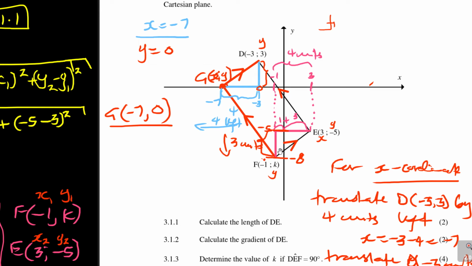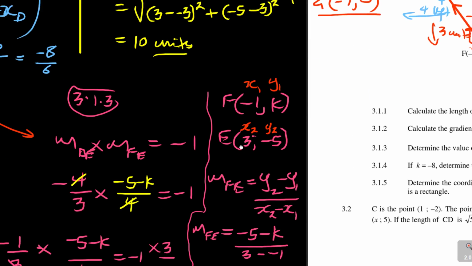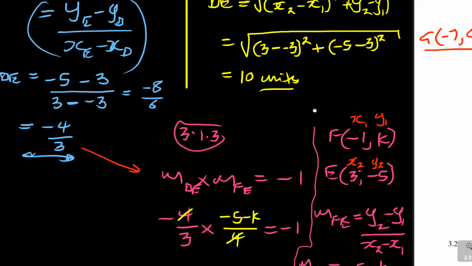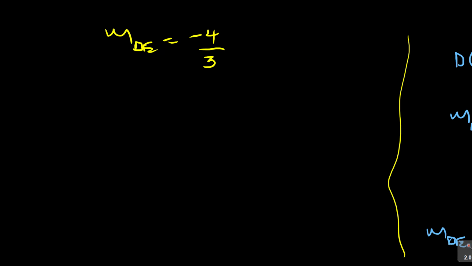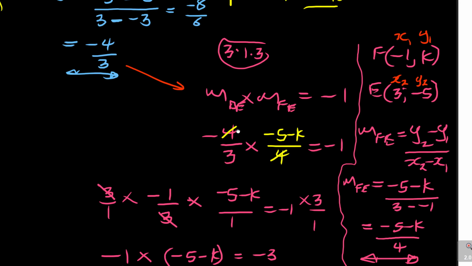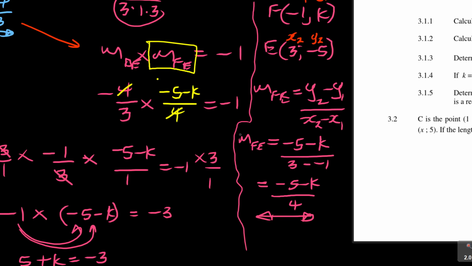Okay, I know the gradient of DE. That was good. And I know the gradient of FE, because I want the gradient of FE. M of FE is equal to, let's look at the gradient of FE. You still remember what was the formula for the gradient? There it is. We did it here. This was the m of FE. And we know what our k is. K is equal to -8.